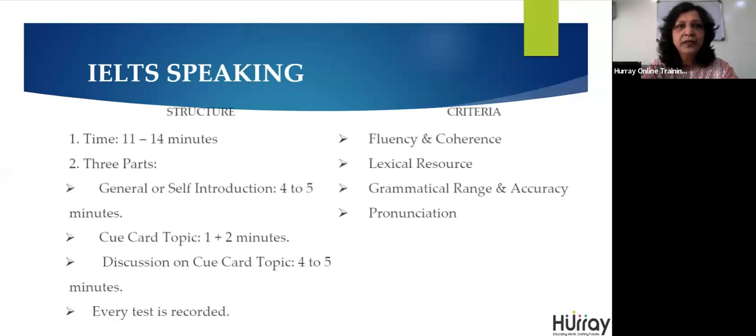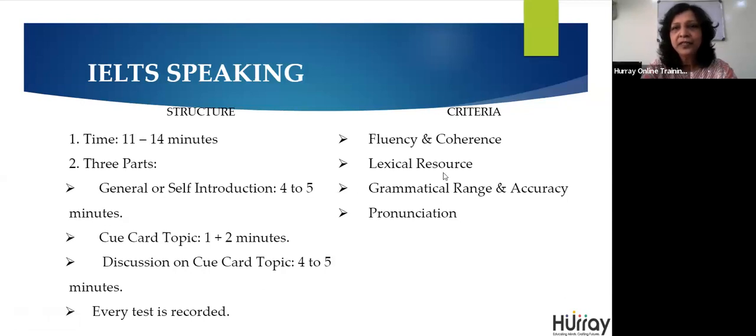Speaking is a test which is done one-on-one between the examiner and the candidate. The structure of the test is that the total test time is between 11 and 14 minutes. There are 3 parts in the IELTS speaking test, that is part 1, 2, and 3. Part 1 is called the self-introduction round or the general introduction round. Part 2 is called cue card topic, and part 3 is called the discussion on the cue card topic. Every test would be recorded.